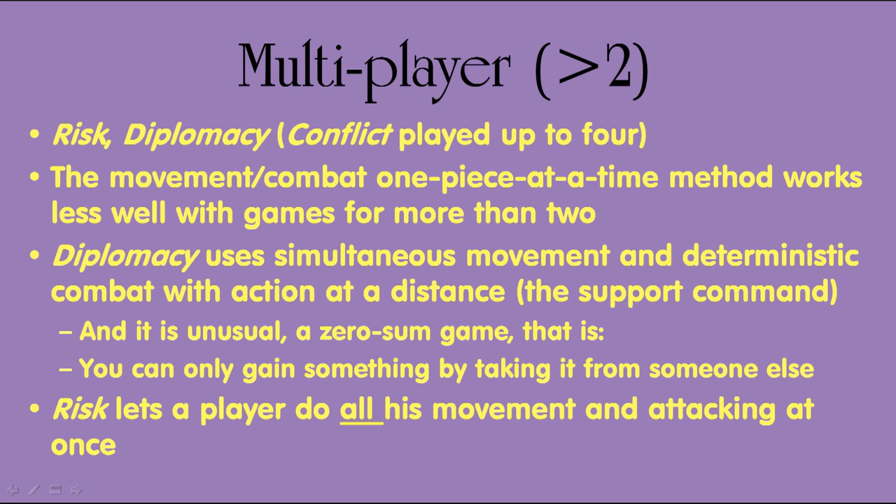And it's unusual because it's a zero-sum game, that is, you can only gain something by taking it away from someone else. So Diplomacy went to the other extreme of move one piece at a time to having everybody move at once. Risk lets a player do all of his movement and then attacking at once. And I don't recall offhand whether you move them all and then attack, or you move and attack and then you can move somebody else who hasn't moved yet.